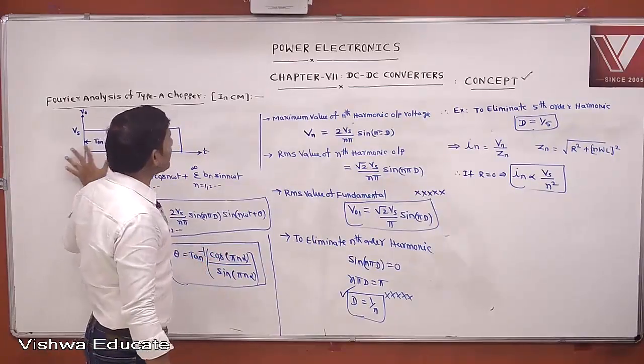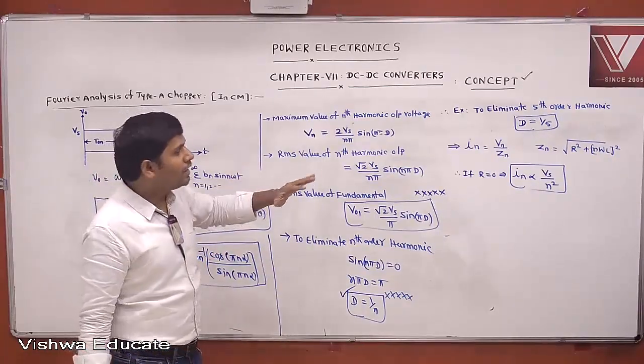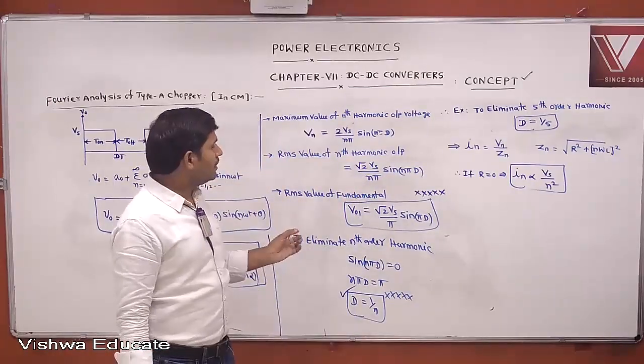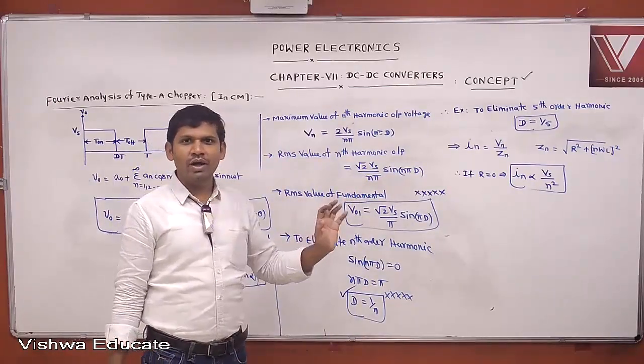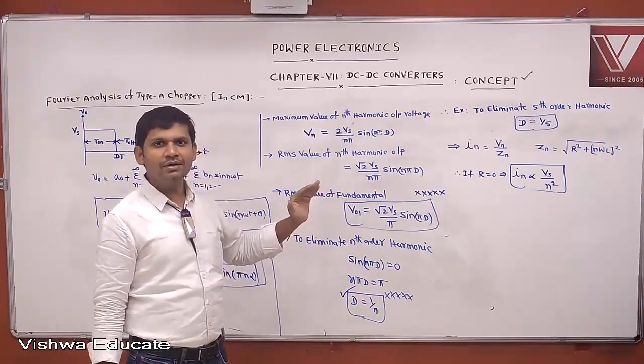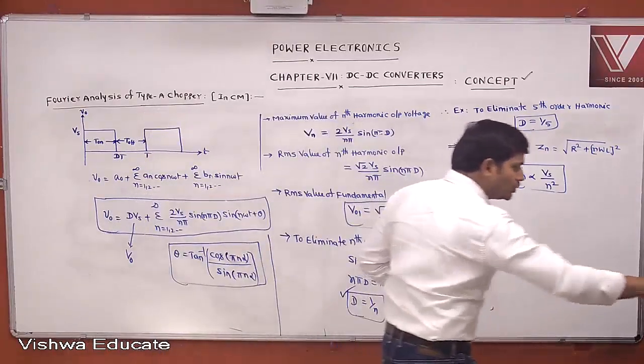Then the Fourier analysis of the type A chopper. These are the different concepts I discussed in the type A chopper. Then for the final conclusion, I want to write one or two summary points. With that, the type A chopper will be completed. Okay, let's write it as a note.